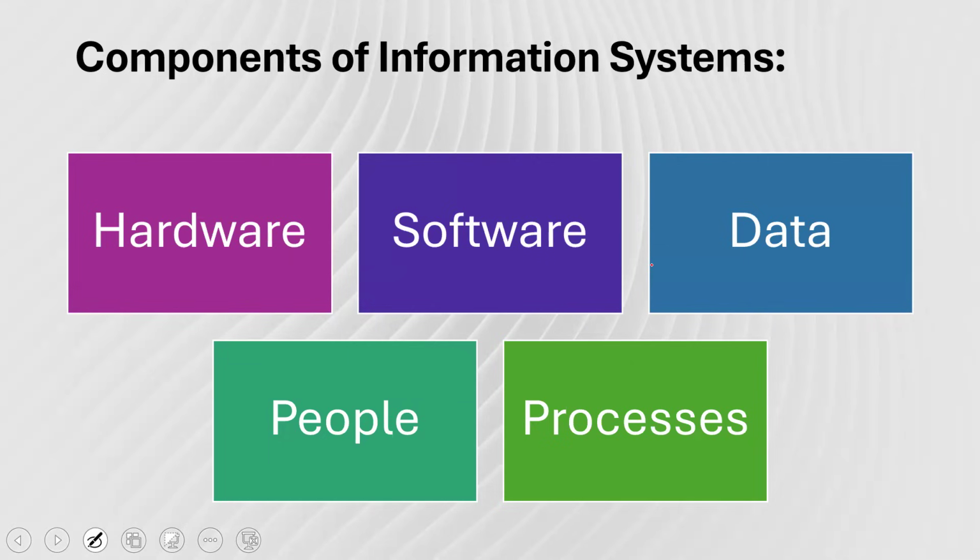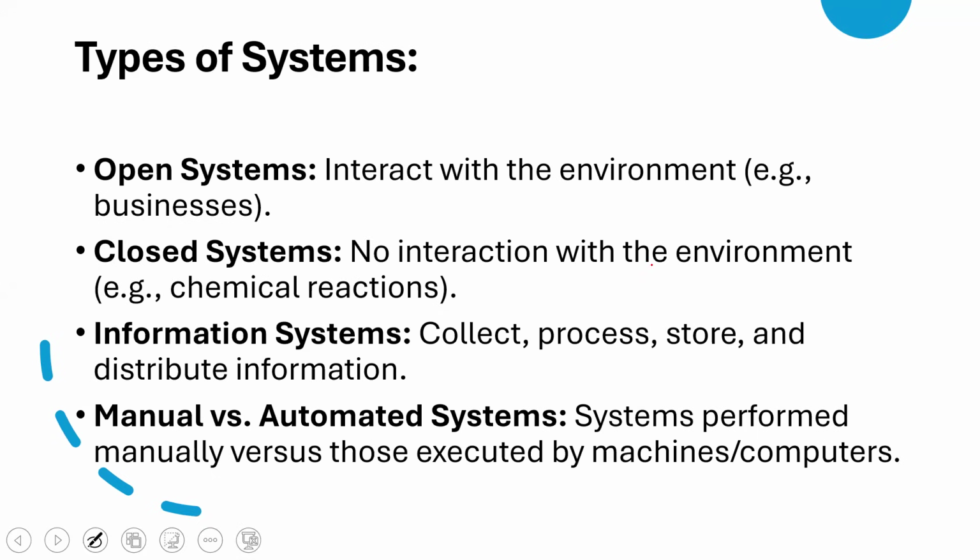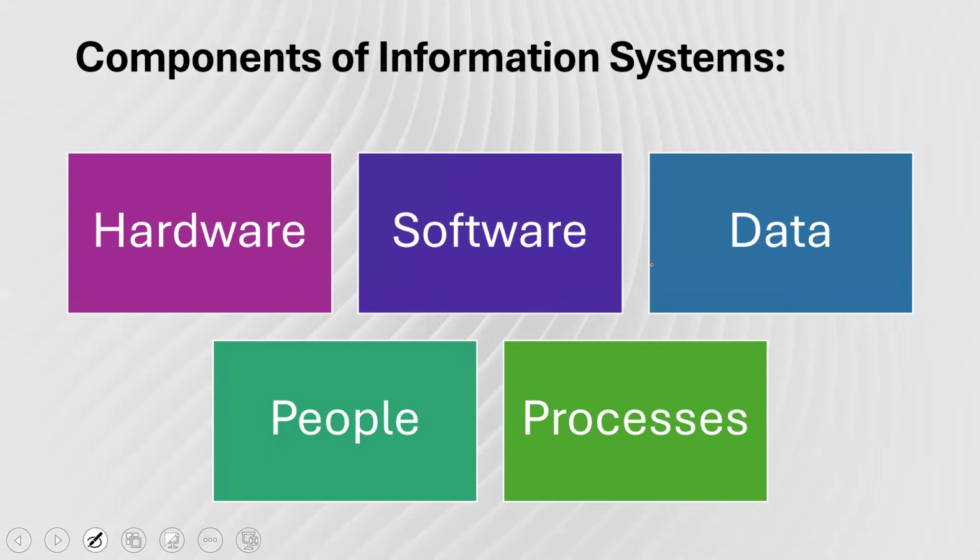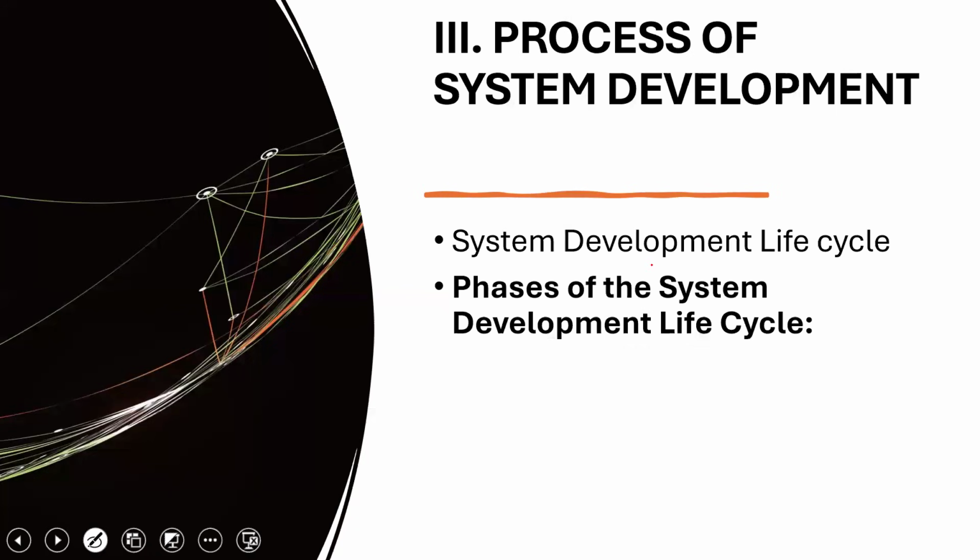So what are the components of information system? Because now we're looking at information system as one of the types of systems, right? So some of the components include the hardware, the software, the data, the people, and then the processes. Okay, that's information system where you have hardware, software, data, people, processes that interact or correlate in order to process and give out desired results.